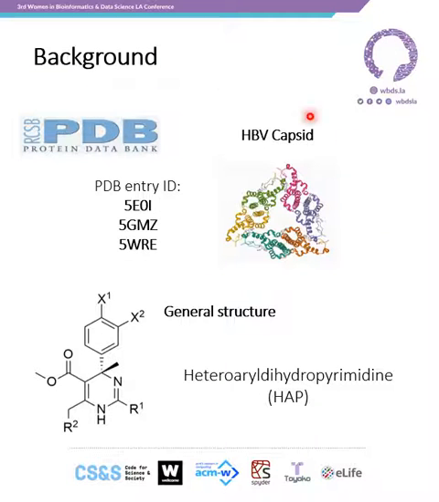Here we can see the structure of the capsid. We did a bibliographical search and we found 3 crystal structures of the capsid in complex with 3 different HAPs in the Protein Databank archive, with the entry IDs we see here on the screen. And here we can see the general structure of the HAPs.